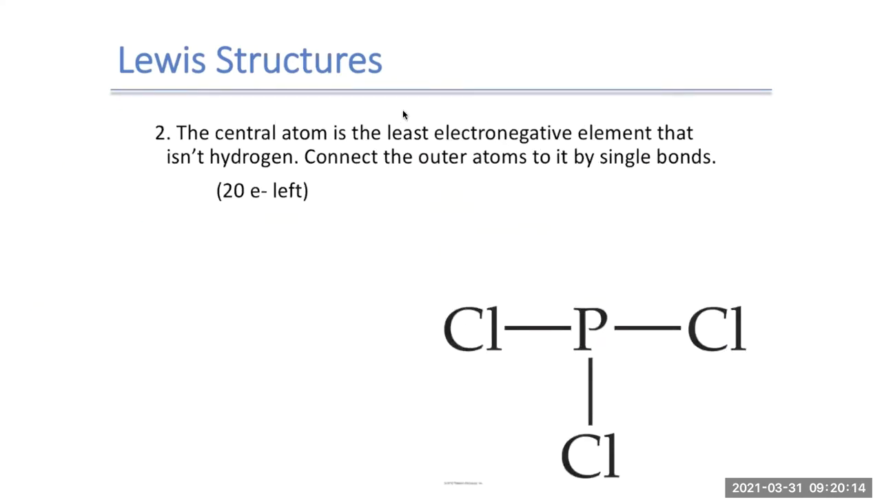When I draw a structure, first, I'm going to put the least electronegative atom in the middle. If I look at my electronegativities, phosphorus is less electronegative than chlorine, so phosphorus has to go in the middle. Then I'm going to connect the other atoms by a single bond. Remember, each one of these lines represents 2 electrons. So I'm going to take that 26 and subtract out 6 because I drew 3 lines, and that gives me 20 electrons left.